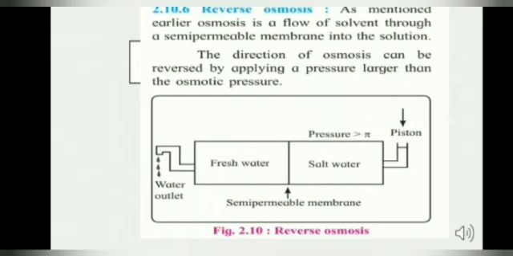Now as you can see in the figure, here fresh water and salty water are separated by a semi-permeable membrane. When a pressure larger than the osmotic pressure of the solution is applied to the solution, pure water from the salty water passes into the fresh pure water through a semi-permeable membrane. In this way we can get pure drinking water from the salty water.